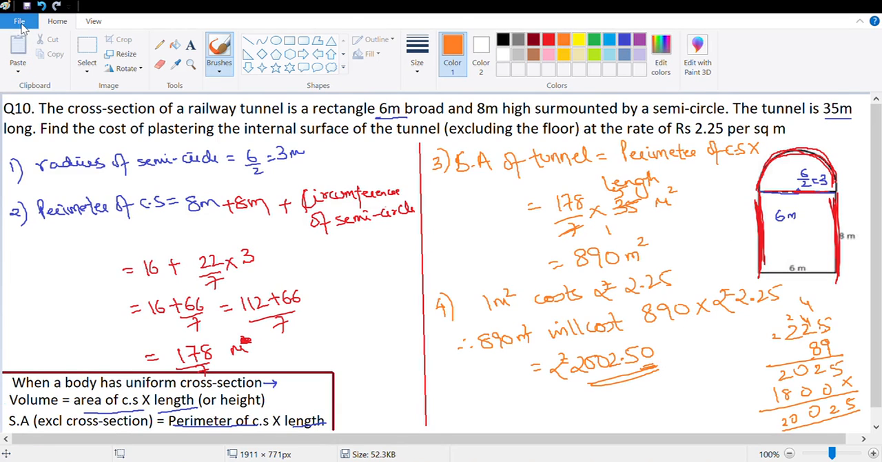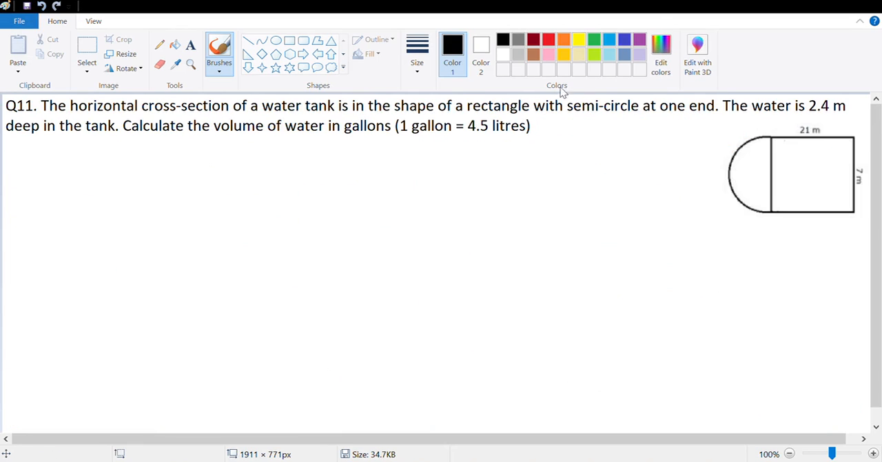Let's look at the next question. The next question that we do is question number 11. Question number 11 says the horizontal cross section of a water tank is in the shape of a rectangle with semicircle at one end. A similar question. This side is 7 and the radius would be 7 upon 2. The water is 2.4 meter deep in the tank.